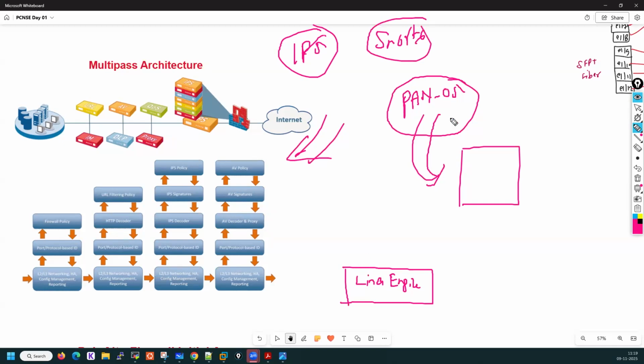So what did they do? They did not design their OS from scratch. On top of the Lina code, they just added the Snort code. If Snort is a different code altogether, then how can it perform single-pass processing? It cannot do that, right? Because this code is running separately, and this code is running separately.